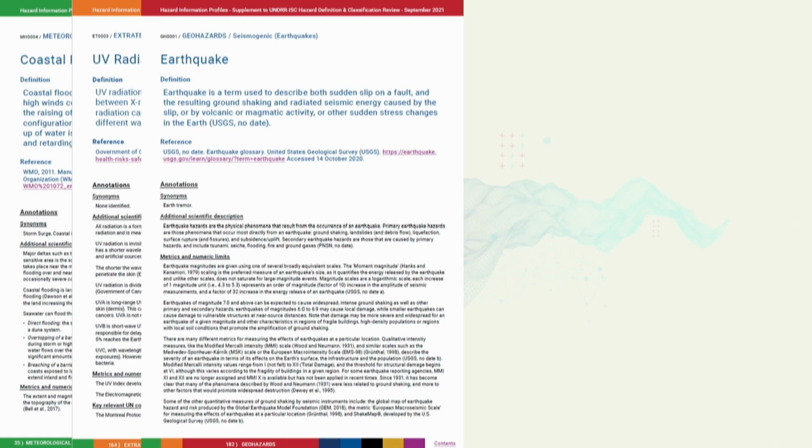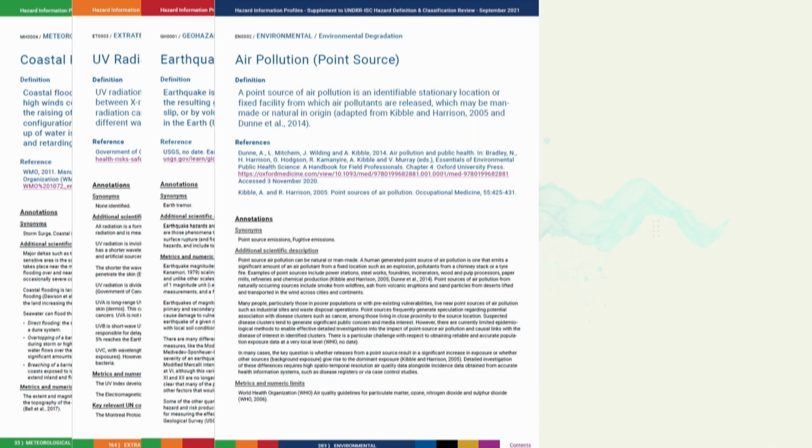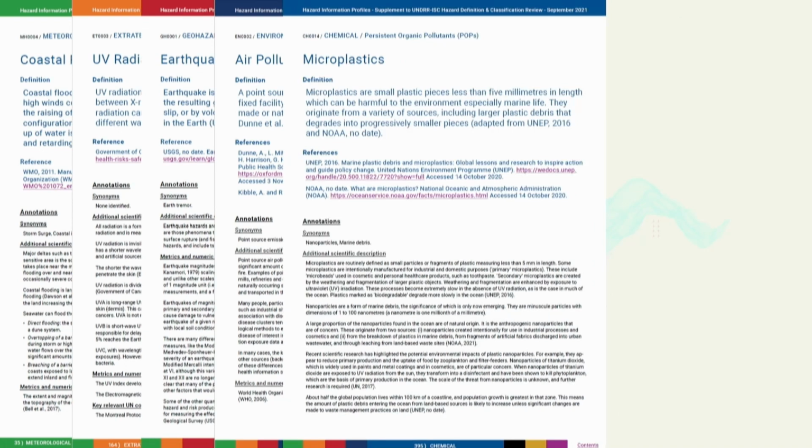There's no UN agency that particularly looks after geological hazards, so we've had to seek a much wider engagement. Air pollution, this time it comes from a source that we found very important, which is a point source, although there's a lot of ambient air pollution that is dealt with by WHO and household air pollution.